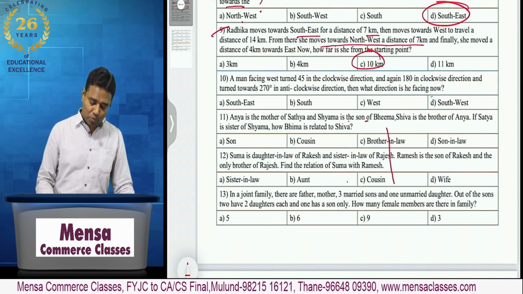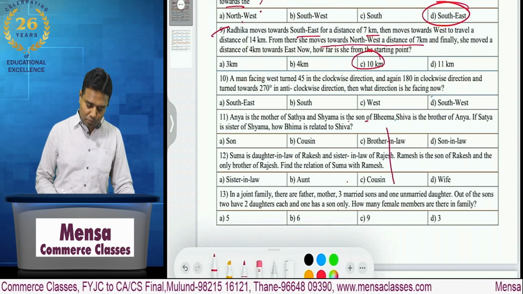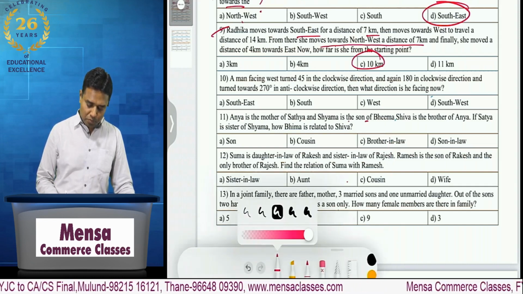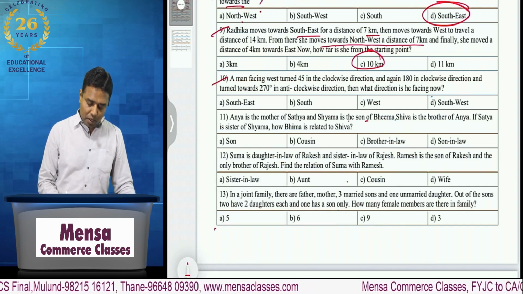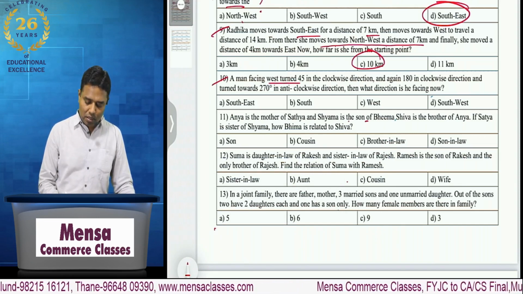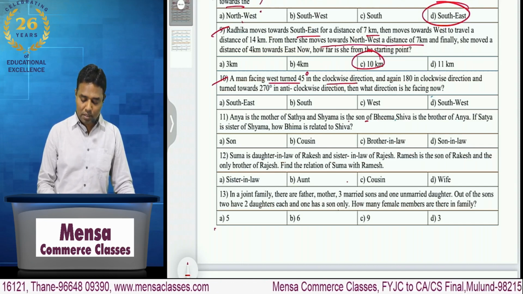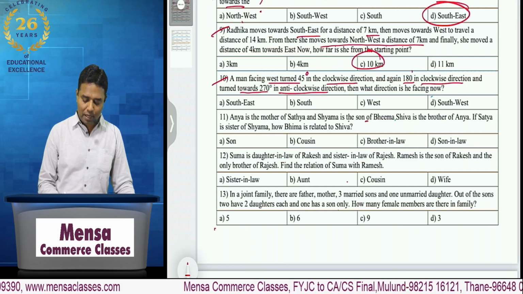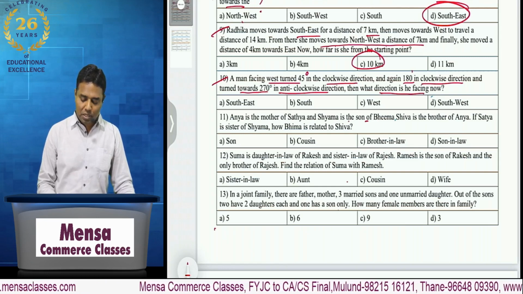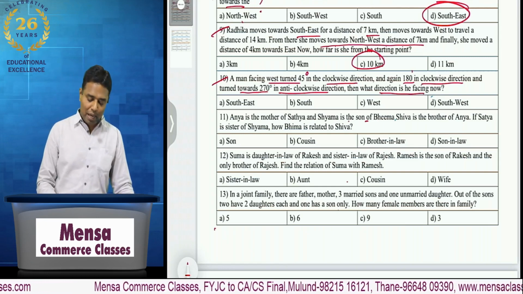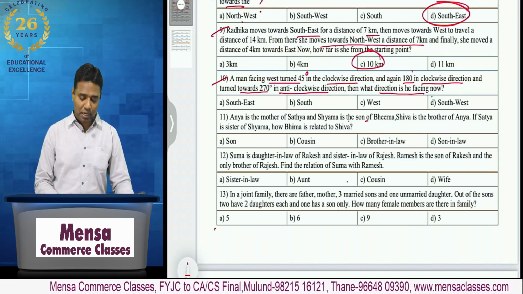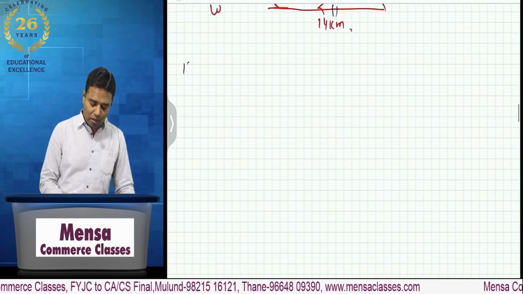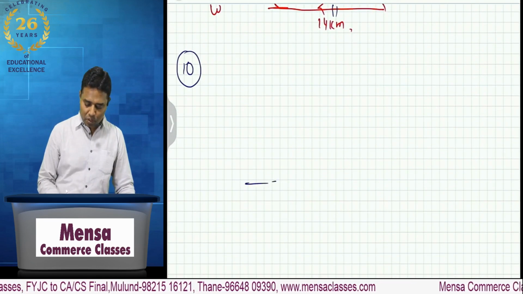Let's move on to the next one. Question number 10. A man is facing west, turned 45 degrees clockwise, again 180 degrees clockwise and 270 degrees in the anti-clockwise direction. Then which direction is he facing now? So the man is facing west, turns 45. Let's draw it in an easier manner. It will be easy to understand. So something like this.